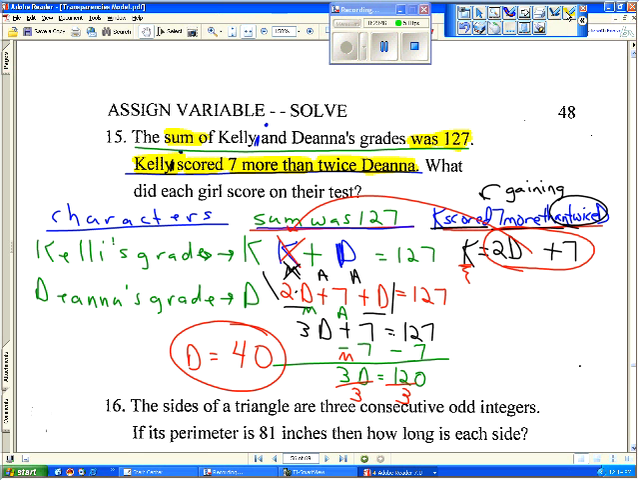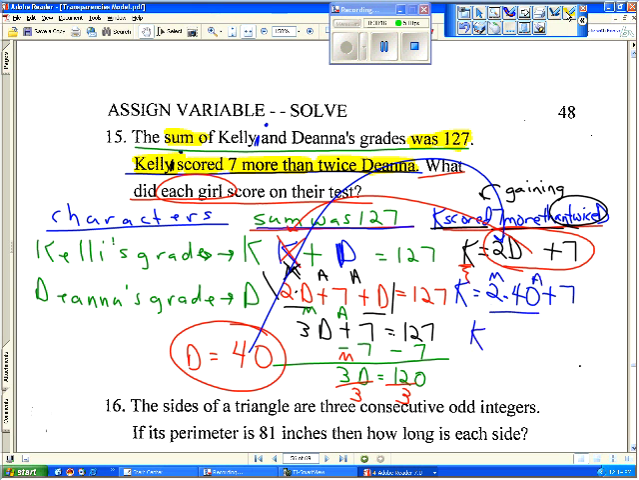Not good. But the question is, what did each girl score? So I need to know what Kelly scored. So how do I find that out? I substitute that back in for Deanna over there, or I can substitute it into this one. Substitute it into either of the two equations. So we get that Kelly scored 2 times what Deanna scored, 40 plus 7. We have multiplication and addition we're doing. We do the multiplication first. 2 times 40 is 80 plus 7. So Kelly made an 87.